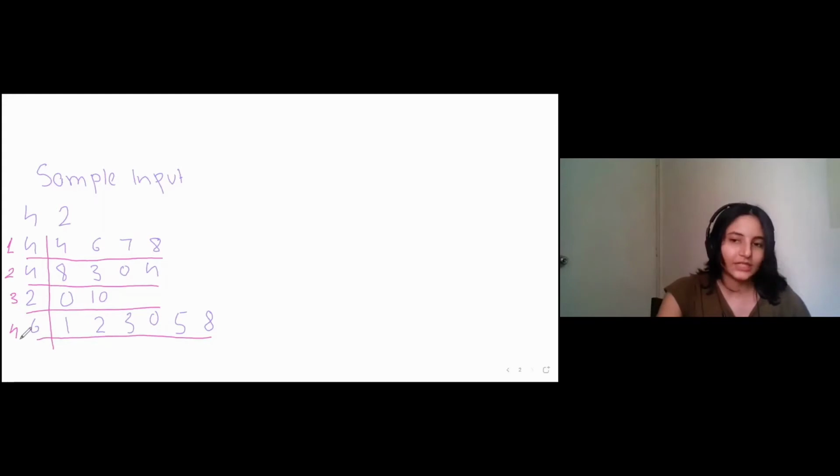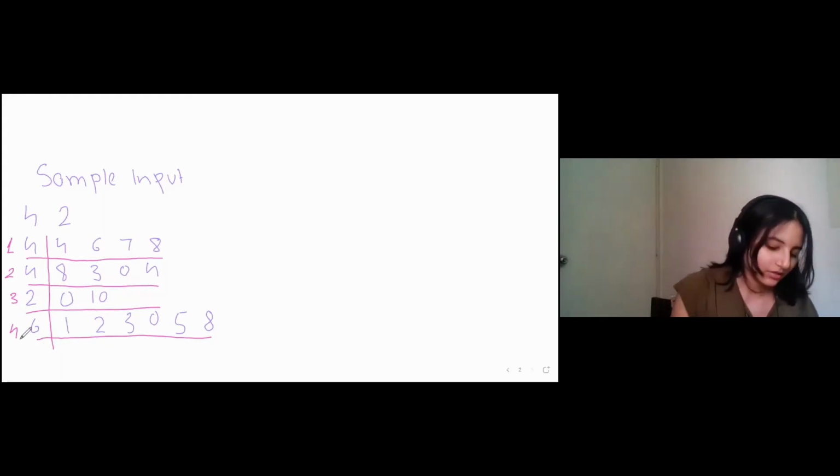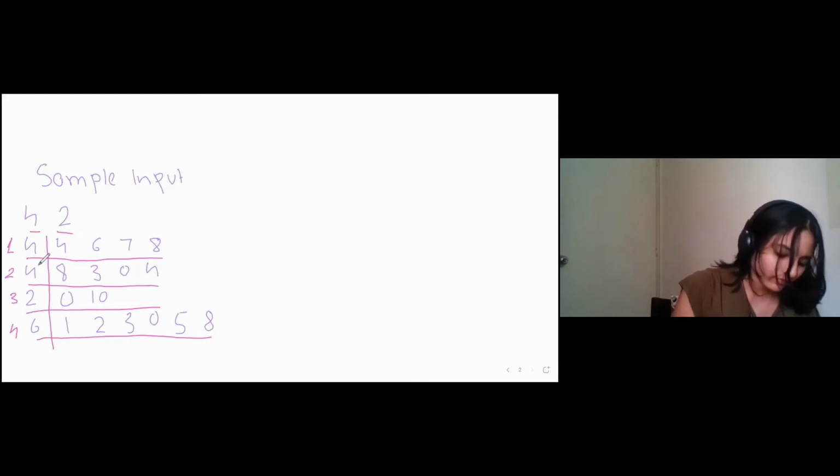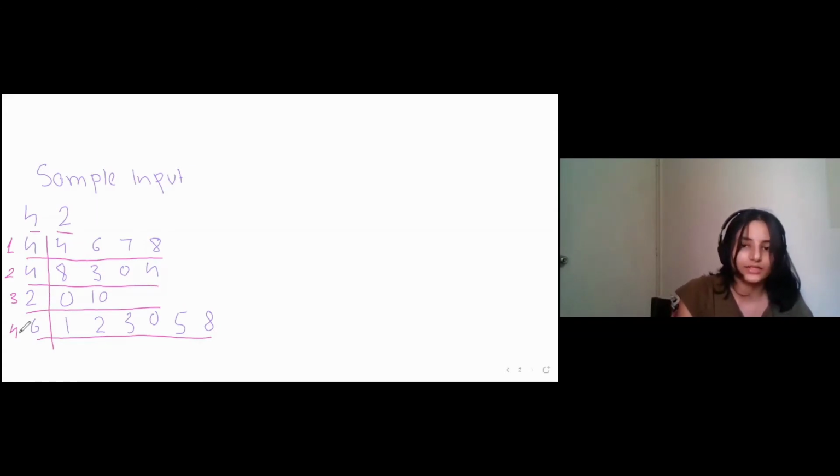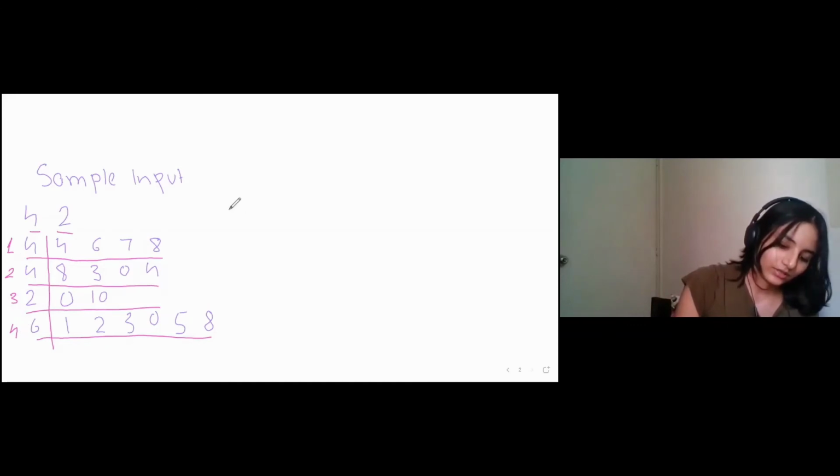Let's try to use the steps I just mentioned to solve the sample input. This is n and this is k. This column right here is the number of elements in each sequence, and I've also numbered the sequences starting from 1 just so that it's easier for us to work with them. Let's try to build our adjacency list using this information.